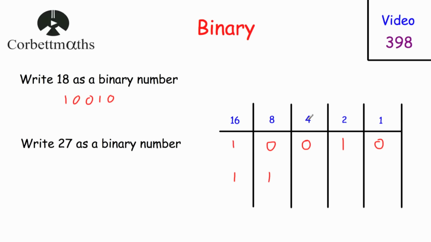Now 4. Well, 24 plus 4 is 28. That would be too big. We want to get 27, so we can't use a 4. A 2, well, 16 plus 8 is 24, plus 2 is 26. That's great, let's use that. And a 1, well, that'd be 27. So that's it. So 27 as a binary number would be 1, 1, 0, 1, 1. And you can just test it by adding together 16, 8, 2 and 1, and adding those together would be 24, 26 and 27, and that's it.